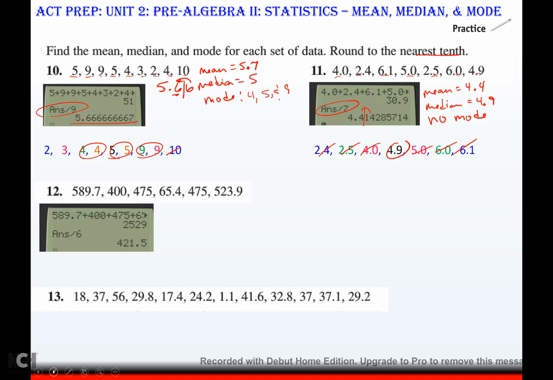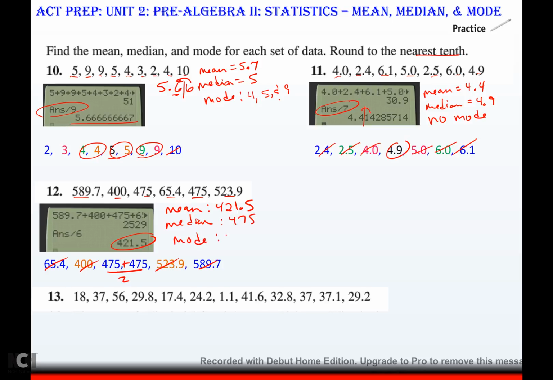Okay, 12, add them up, and divide by 1, 2, 3, 4, 5, 6. I get 421.5. So there's my mean, 421.5. My median, I got to line them up in order, peel the edges. It's a tie, so I add those up and divide by 2, which gives me 475. And my mode is the one that occurs most often, which is also 475.